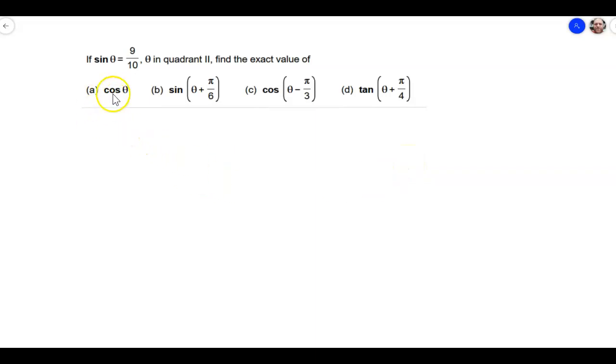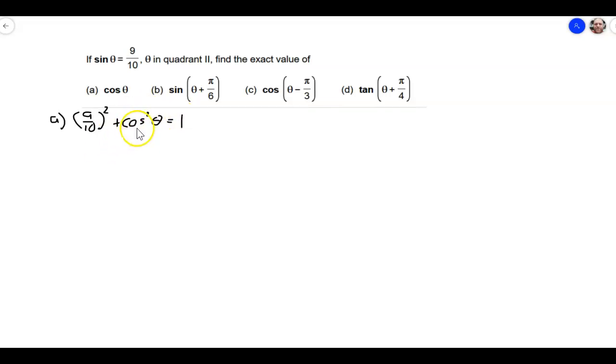Now, this first one right here, we're just going to basically use the Pythagorean identity. So that one's going to be pretty easy here. So we know that for A, I have to use a mouse for this. So I know the sine squared of theta plus the cosine squared of theta is equal to 1. So 9 over 10 squared plus cosine squared of theta is equal to 1.